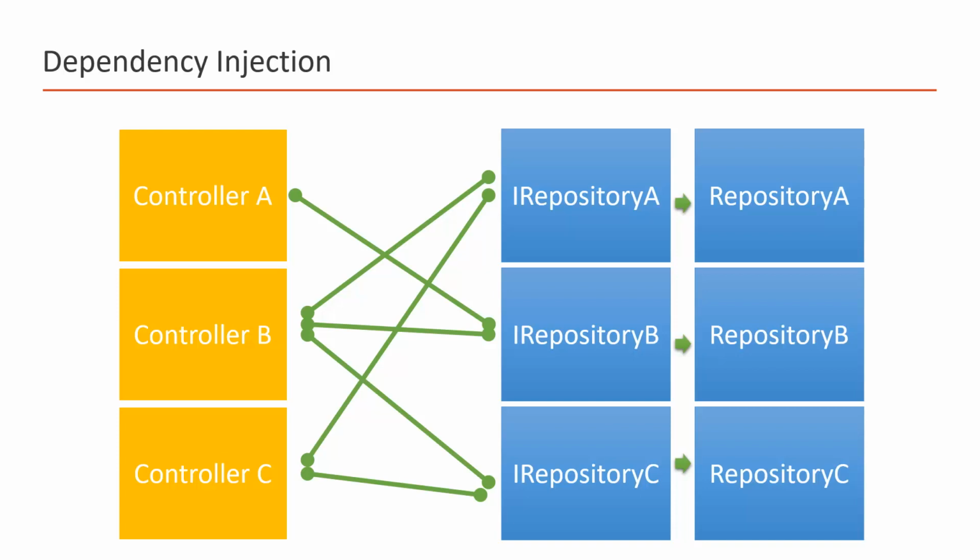Using dependency injection in ASP.NET Core is super easy because the ASP.NET Core framework has a built-in container. It means there is no need to install any third-party library to implement dependency injection in ASP.NET Core.